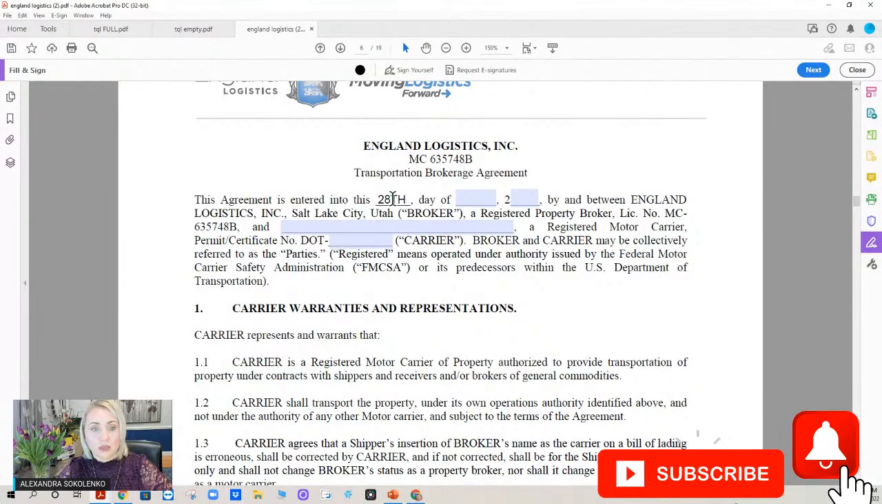28th of what? Of January, right? January, what? 2022. Between whom? Between England Logistics and your carrier, right? So I'm going to put right here, your carrier, so it's easier. And you're going to put their DOT number. Whatever your carrier's DOT number is, you guys are going to put there.